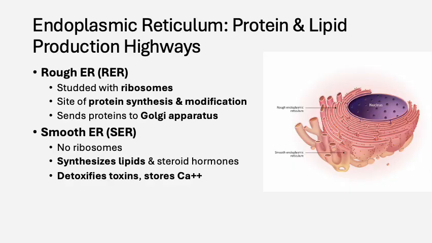The endoplasmic reticulum, or ER, is divided into the rough and smooth regions based on structure and function. Rough ER is studded with ribosomes and is involved in protein synthesis and initial modification. Smooth ER lacks ribosomes and plays a role in lipid synthesis, detoxification of harmful substances, and calcium storage. Together, these regions support a wide range of metabolic and regulatory activities necessary for cell maintenance.